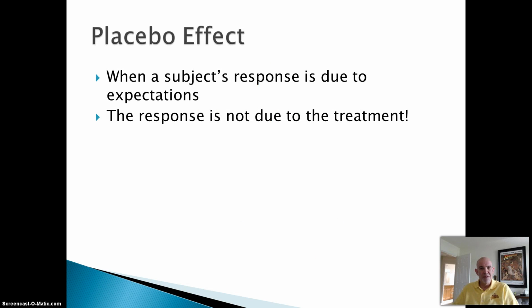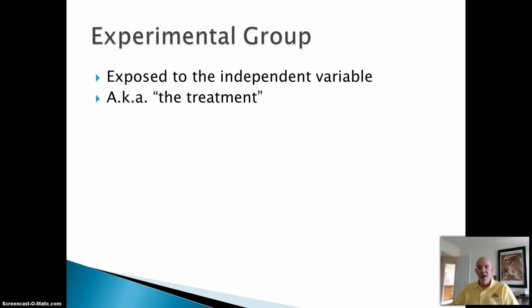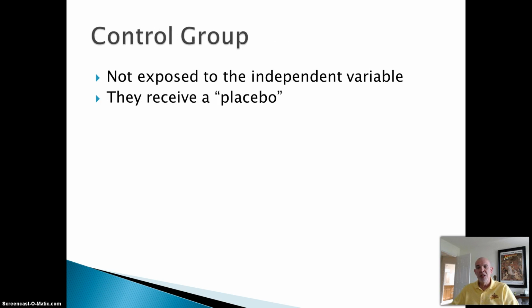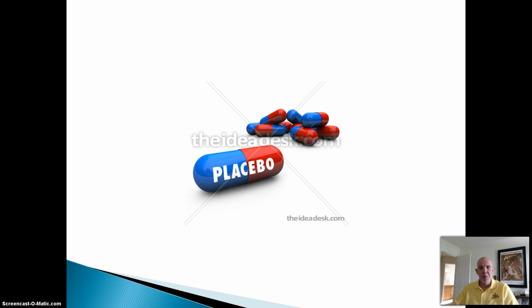But what about the placebo effect? This is when the subject's response is due to expectation and not due to the treatment or the independent variable. This has to be controlled for, or it could possibly ruin our research, and we might not be able to make a cause and effect statement. So here's what we do. We split our 30 subjects into two groups, the experimental group and the control group. The experimental group receives the real headache medicine. The control group is not exposed to the independent variable, and they receive a placebo. Now, a placebo pill in this experiment looks and tastes just like the real headache pill, but it contains no medicine.